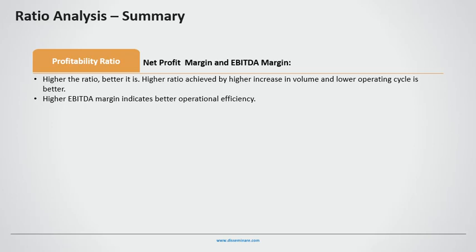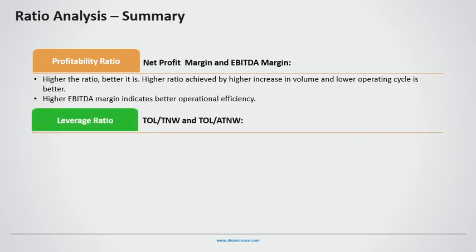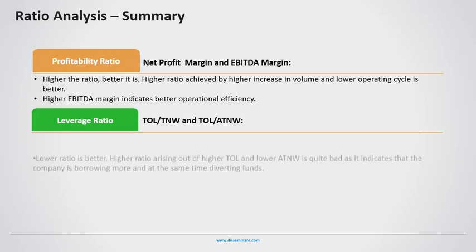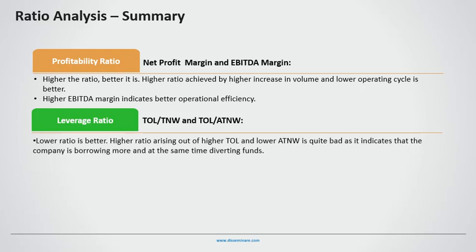Second is the leverage ratio, TOL by TNW and TOL by ATNW. For the banker, lower ratio is better. Higher ratio arising out of higher TOL and lower ATNW is quite bad as it indicates that the company is borrowing more and at the same time diverting funds. In general, high leverage ratio is not good from a lender's perspective.